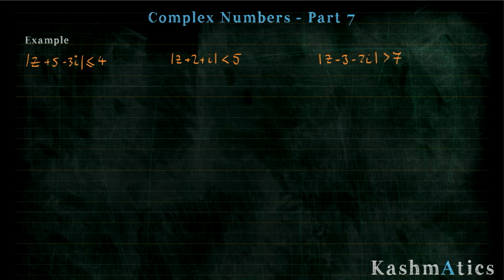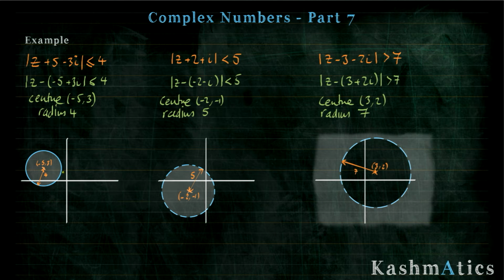So let's see how all of those look, and here they are. So the first one, center of -5, 3, radius 4. And we're going to shade the area inside the circle. Now make sure your diagram does show whether it goes over the axes or not. Okay, the second one, center of -2, -1 and a radius of 5. I've got a dotted line because it doesn't include 5. And remember, this circle will go over both axes.